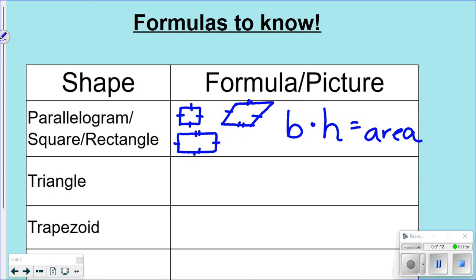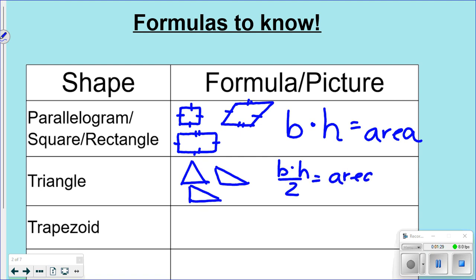For a triangle, there's many types of triangles. We've talked about triangles. There's triangles that look like this, there's triangles that look like this, and there's triangles that look like this. And all these triangles have the same exact formula. It's base times height divided by 2, and that gives you the area.